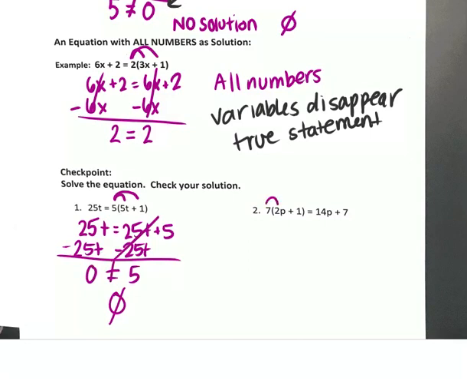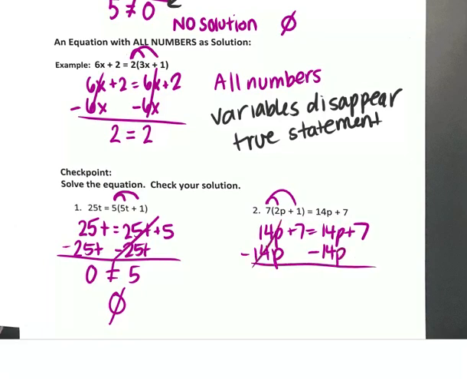On the other side, we distribute. We get 14p plus 7 equals 14p plus 7. Same exact thing on both sides. But if for some reason you didn't recognize that, let's move our p's to the same side. But those go away, and 7 equals 7. So it is all numbers.